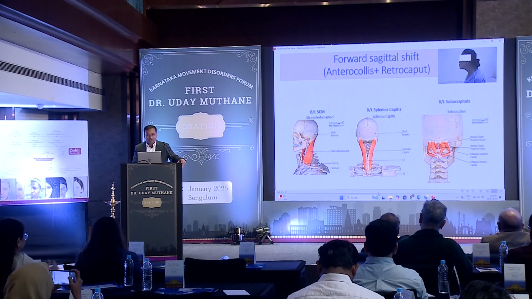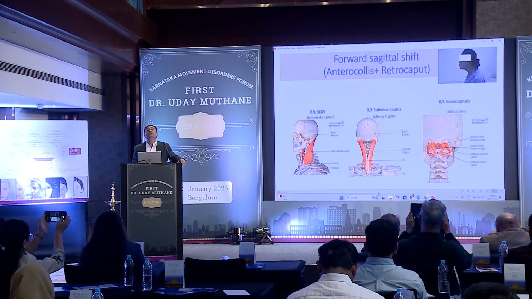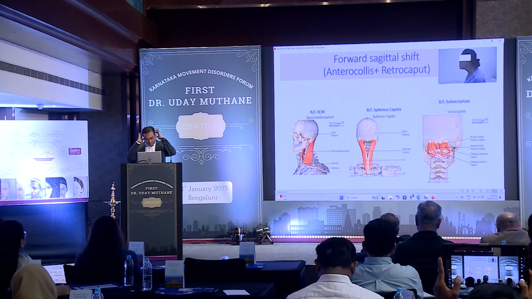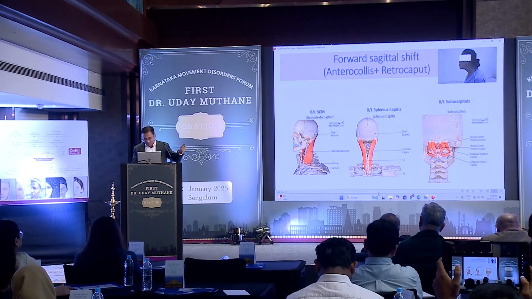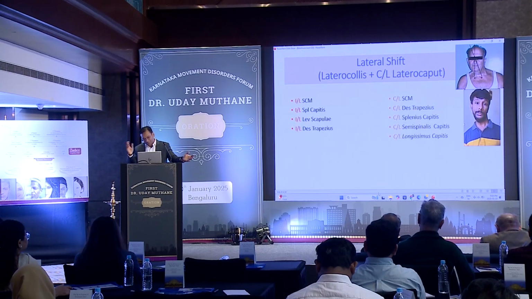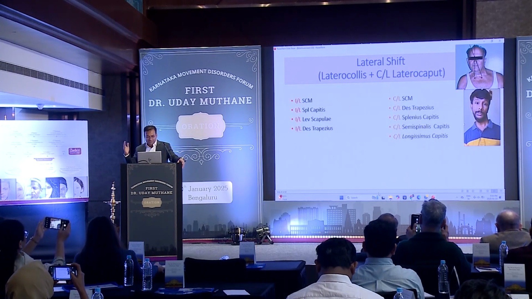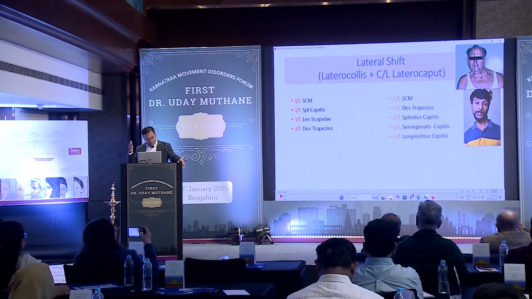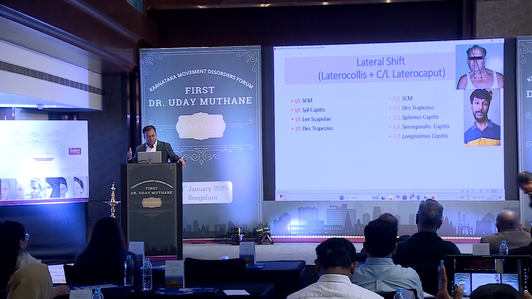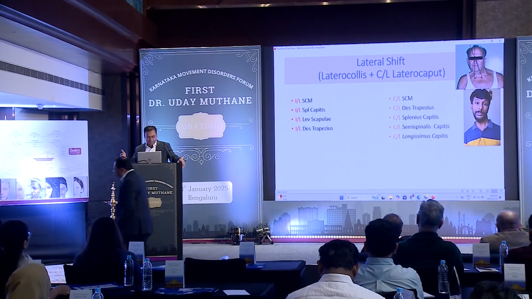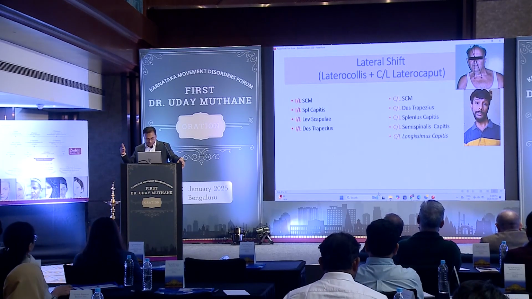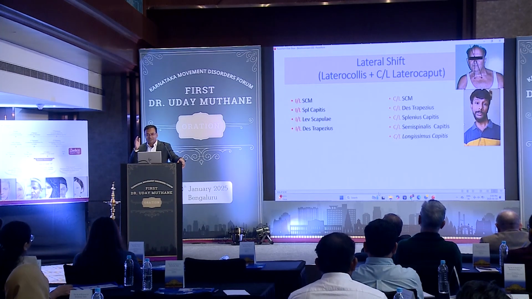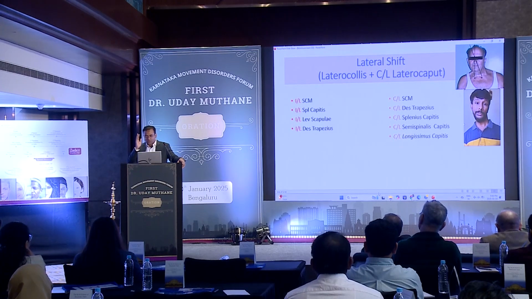The other complex pattern is forward sagittal shift, anterocollis with retrocaput. For these patients, bilateral SCM, and for the retrocaput, we can go for bilateral splenius capitis and suboccipitalis. These are the muscles we can inject. Another complex pattern is lateral shift, laterocollis plus contralateral laterocaput. For this more complex pattern, you can inject ipsilateral SCM, ipsilateral splenius capitis, ipsilateral levator scapulae, descending trapezius, contralateral SCM, descending trapezius, contralateral splenius capitis, semispinalis, longissimus capitis. The important thing is, first inject the patient in two muscles.